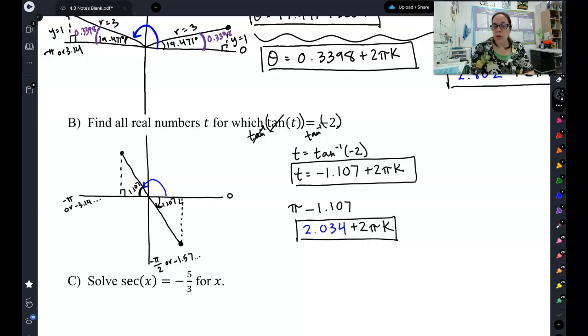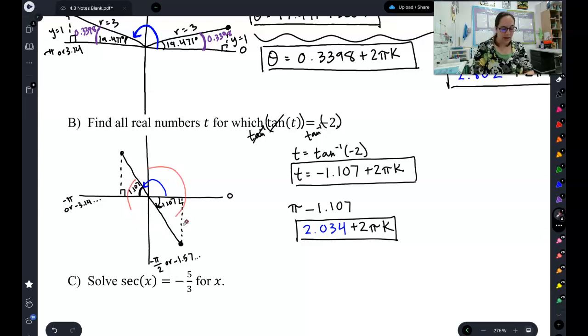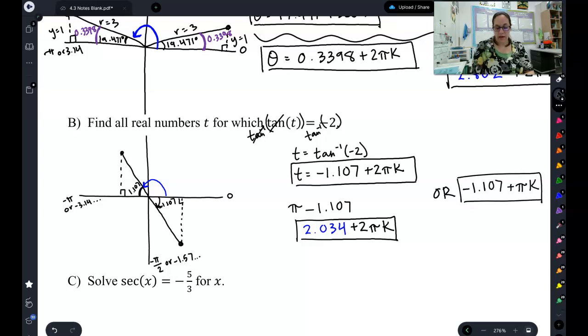Now, one other thing you might notice for this problem, because it's a tangent problem, our two triangles are exactly pi apart. So instead of having both answers plus 2 pi k, I could instead do just the first answer I have, plus pi k. And that would get all my answers. So I got this one plus pi k, plus pi k, plus pi k. That'll keep getting all of your answers as well. So either of these answers are perfectly good and would work.